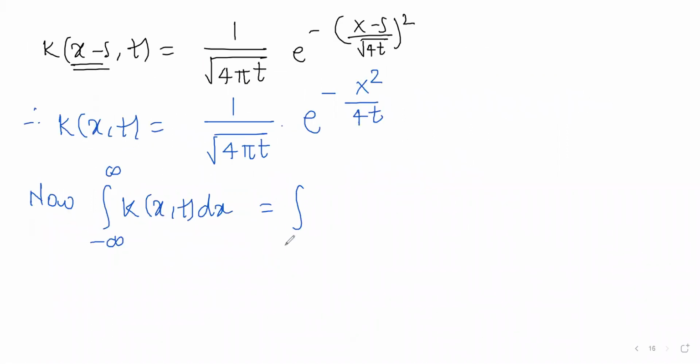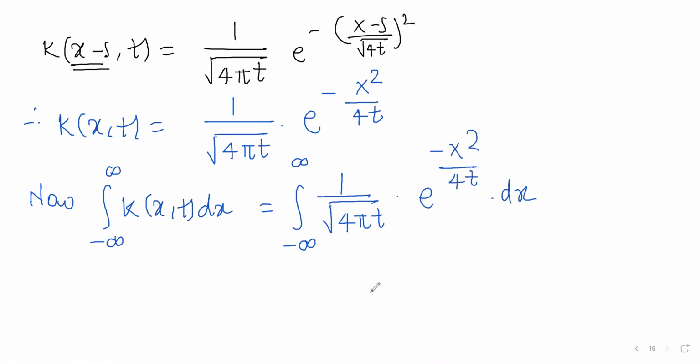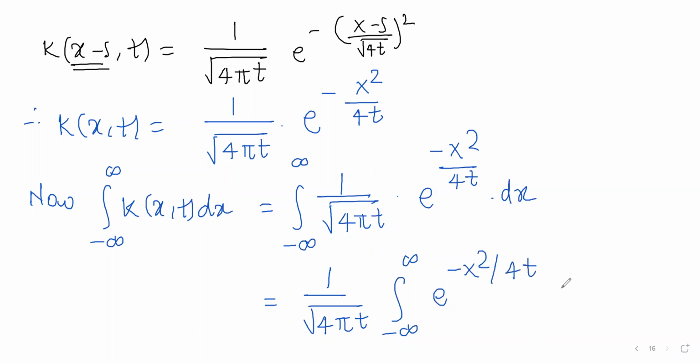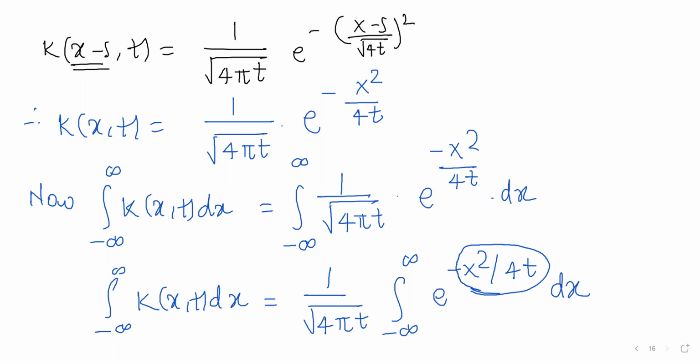So let us integrate now. Integral minus infinity to infinity 1 upon under root 4 pi t, e power minus of x square upon 4t dx. To consider this, I'll simply take all the constants out first. So 4 pi t and integral minus infinity to infinity e power minus of x square by 4t dx. And for those who love the gamma function, they must be knowing how to handle this point. I don't find this interesting, so I'll just substitute something.